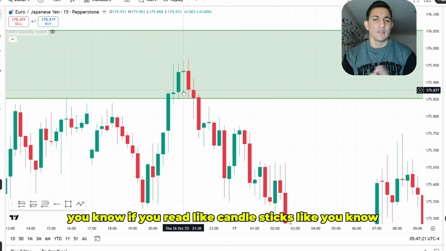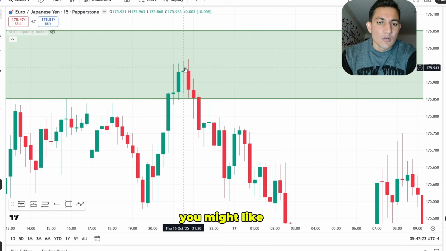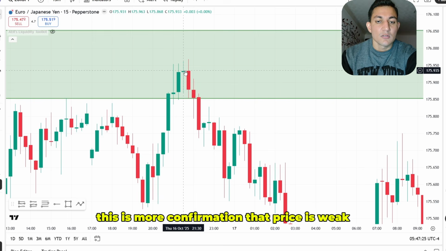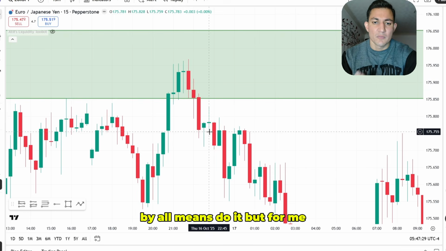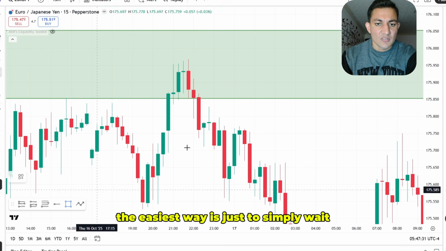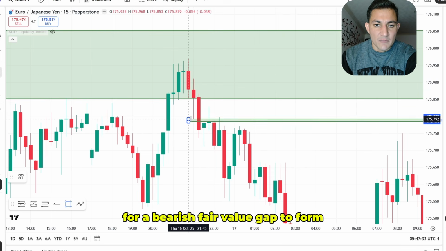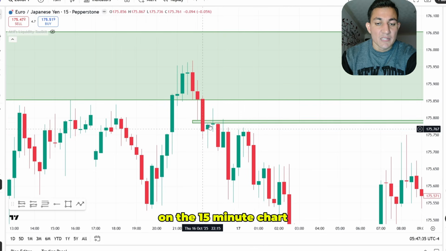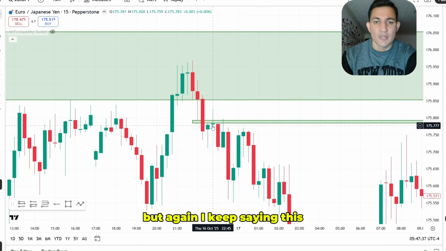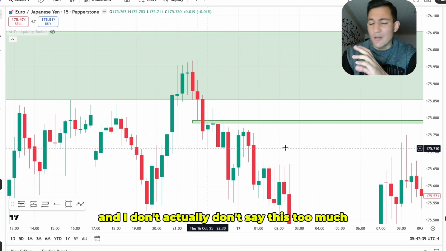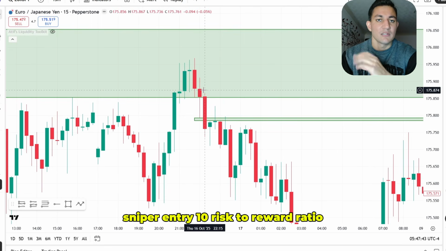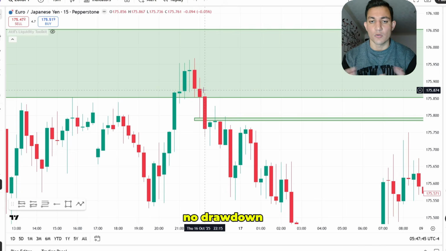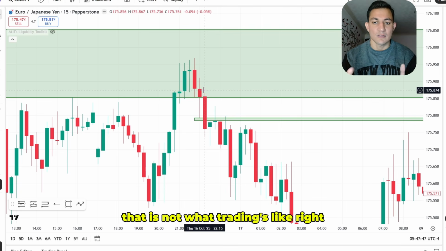And again, if you read candlesticks, you might say, oh Atif, look, there's a doji here too, this is more confirmation that price is weak. Whatever you like, if you like that, by all means do it. But for me, the easiest way is to simply wait for a bearish fair value gap to form on the 15-minute chart. Now, I know this isn't the best fair value gap, but again, I keep saying this: not every entry you're going to get is going to be an easy sniper entry, 10 risk to reward ratio, no drawdown, no retracement, just straight to take profit. That is not what trading's like.